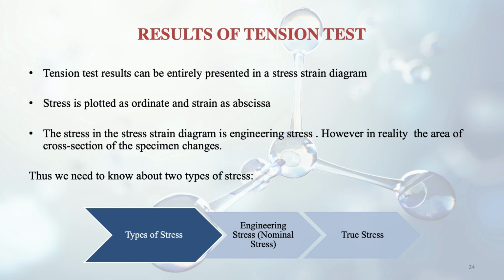The stress in this stress-strain diagram is the engineering stress that we have to understand. It is not the true stress. But in reality, the area of cross-section of the specimen changes. So we need to know about that kind of stress also. So there are two kinds of stress. One is the engineering stress, that is the nominal stress, and the other one is the true stress. Here are the mathematical relations and the definitions where you can understand the difference between the two.